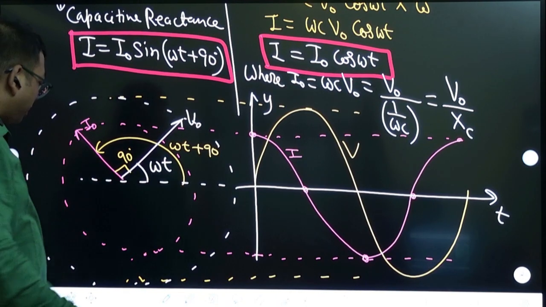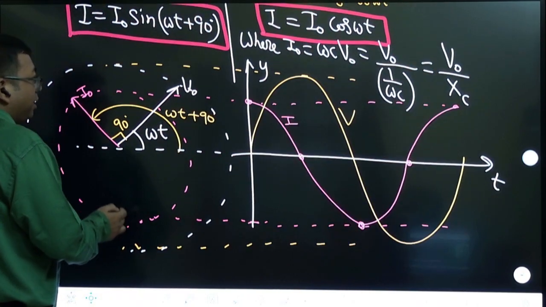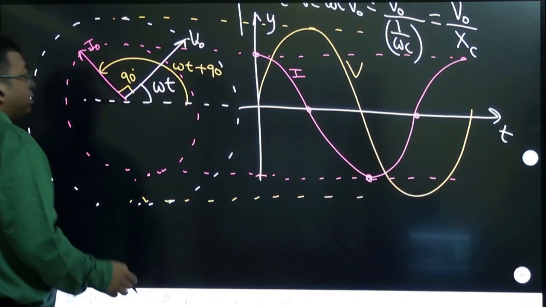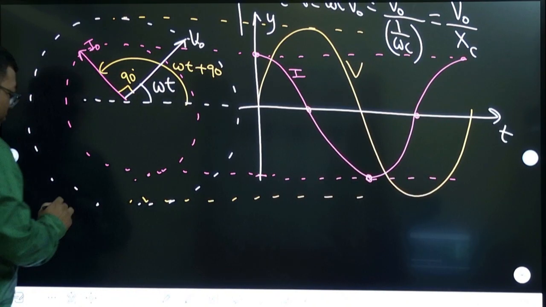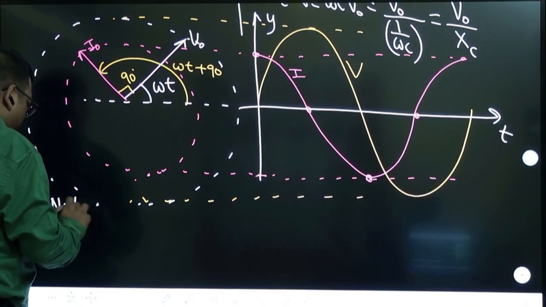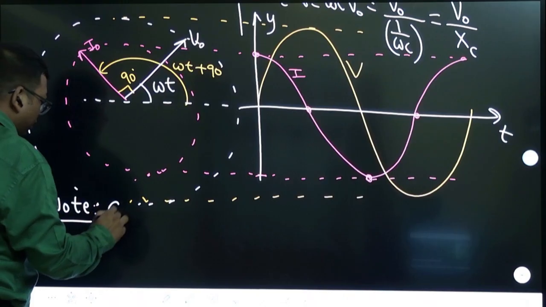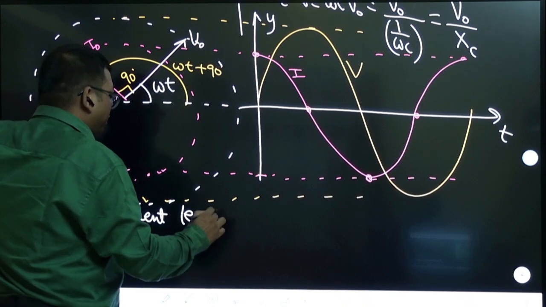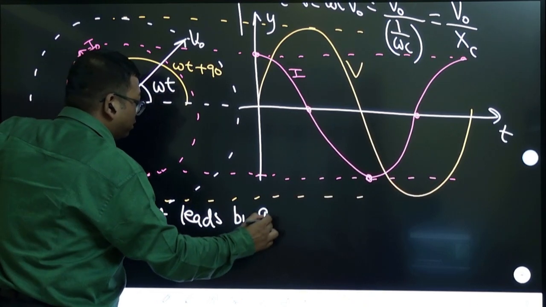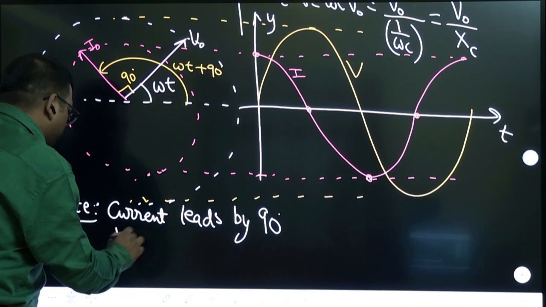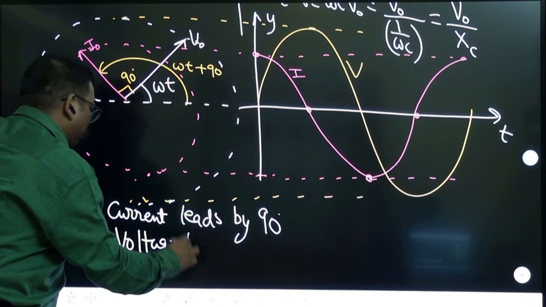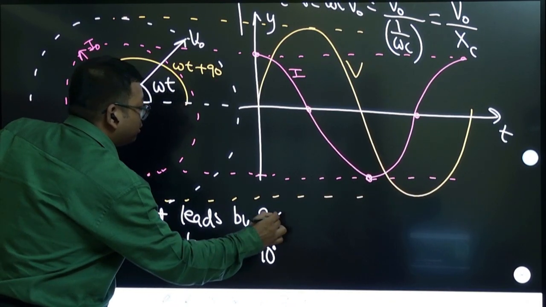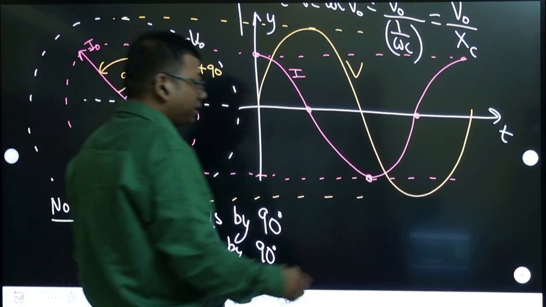Now again here also you can calculate the average power. Average power, how will you calculate? Before that, write down this point. Note that current leads by 90 degree, and voltage lags by 90 degree. Correct. Then you calculate instantaneous power.